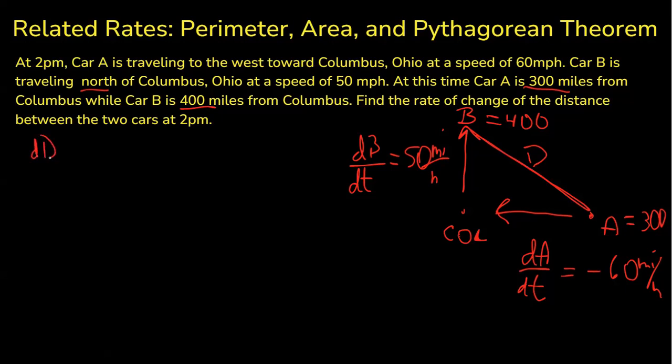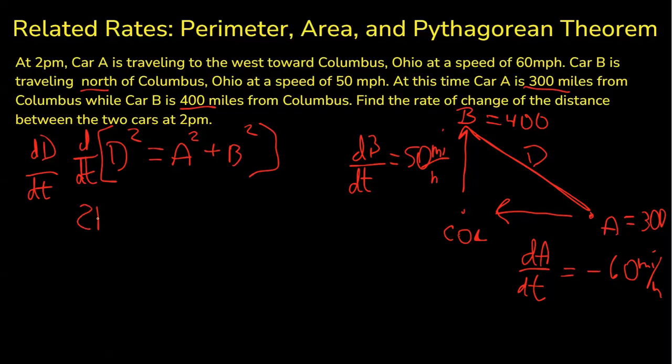So dD/dt. An equation that relates these quantities would be the Pythagorean theorem, because we have the sides of a right triangle, essentially. So this would be d squared equals a squared plus b squared. Now, all of these quantities are changing, so we can't plug the 300 or the 400 in yet, or even solve for d. So we would differentiate everything with respect to t.